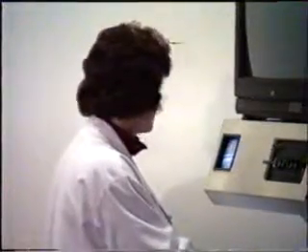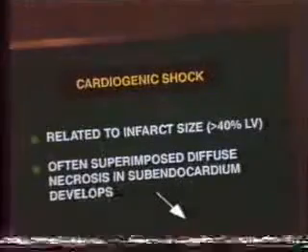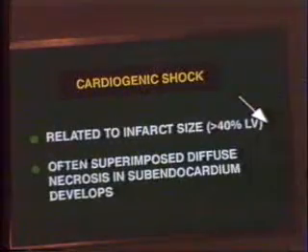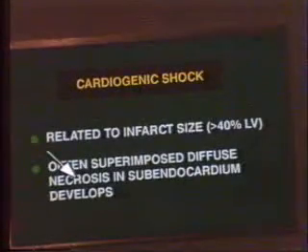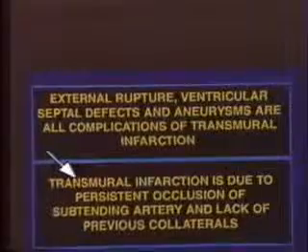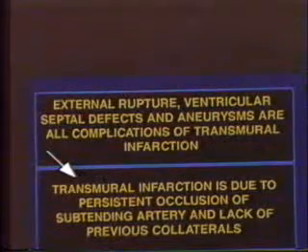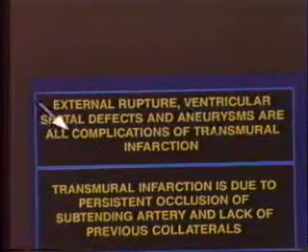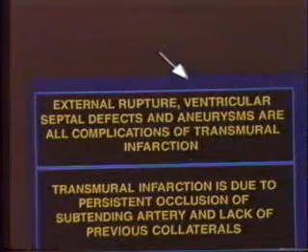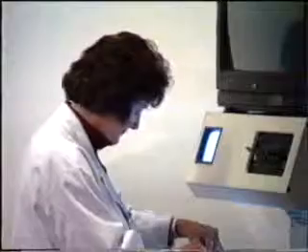What about shock? As I said, it's related to infarct size, greater than 40% of the left ventricular volume. There's often superimposed diffuse necrosis in the subendocardium as well, in association with cardiogenic shock, related to generalized hypoperfusion. Now, rupture of the myocardium. You can get free wall rupture and septal defects, and also following on, aneurysms, which are all complications of transmural infarct. I'll show you examples of these.